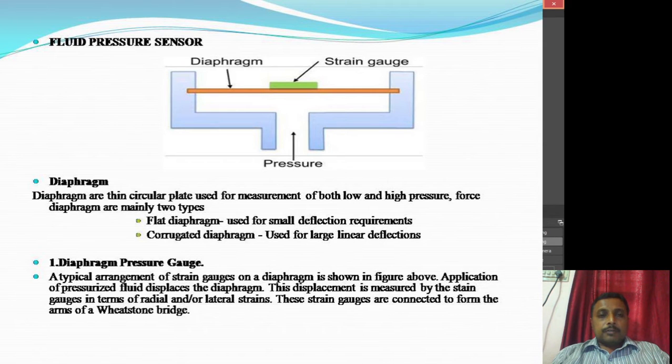Coming to the construction of a diaphragm pressure gauge, a typical arrangement of a strain gauge on a diaphragm is shown in the sketch above. From the bottom, a high pressure fluid is passed, as a result of which the diaphragm gets displaced. As the diaphragm gets displaced, the strain gauges will change their resistances. These strain gauges are in turn connected to a Wheatstone bridge configuration, as a result of which we can measure the amount of pressure of the liquid.